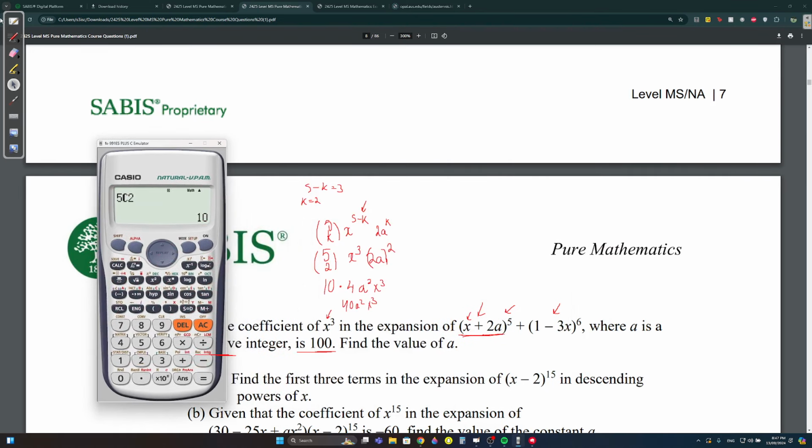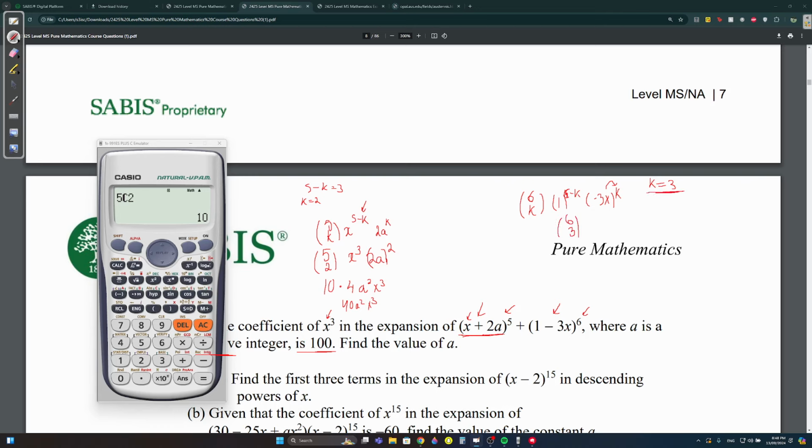Let's go and switch over here to the power 6. The power 6, what's the general term of it? 6ck, 1 to the power of 6 minus k, minus 3x to the power of k, right? Okay, minus 3x to the power of k. Let's see here. We want x cubed. So we want the power of x to be 3. And the power of x is k, so we want k equals 3. So let's solve when k equals 3.